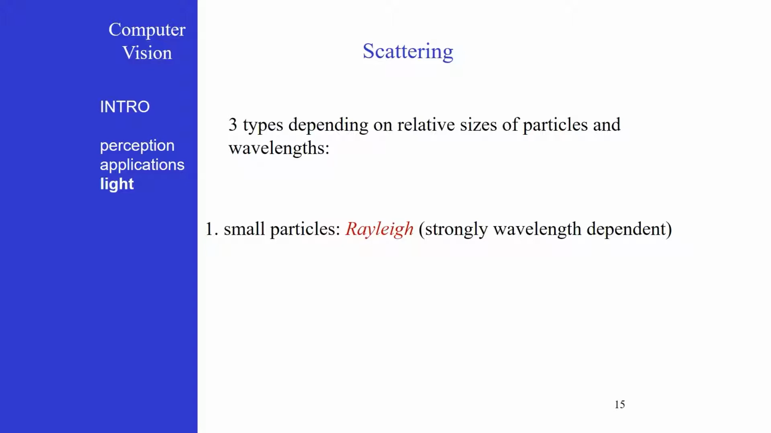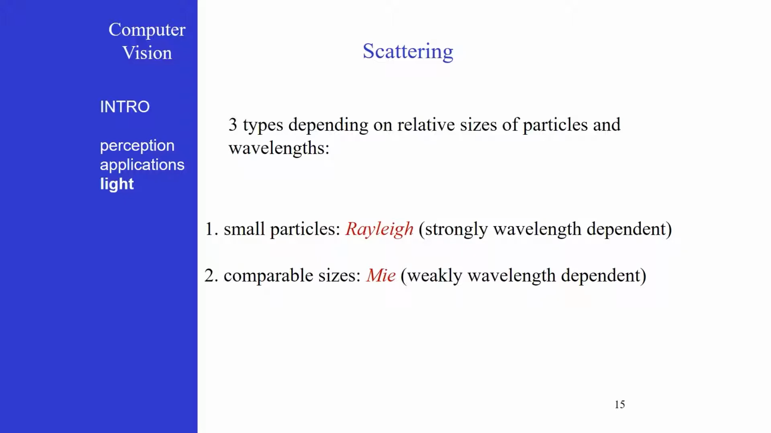Then you can have the case where the size of the particles becomes comparable to the size of the wavelength. And that is an area where we have so-called Mie scattering. Strange effects, but wavelength dependent, but complicated. And it was Mie, a physicist, who really analyzed that in detail.